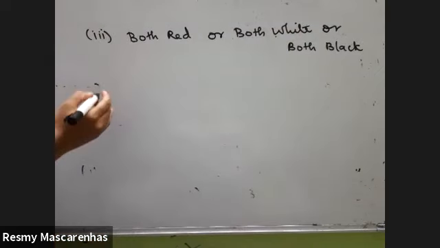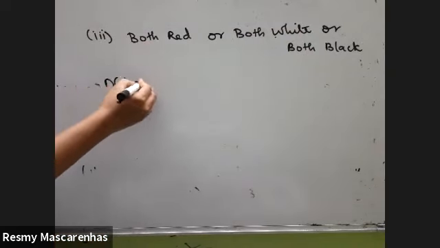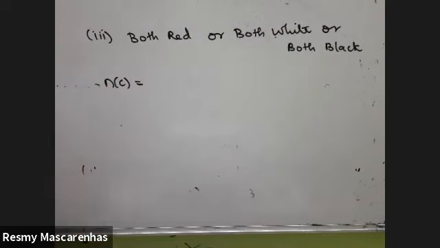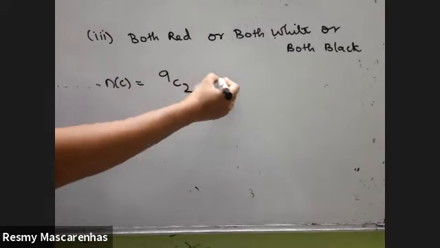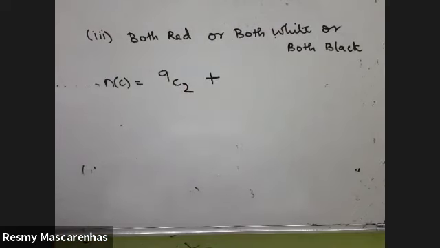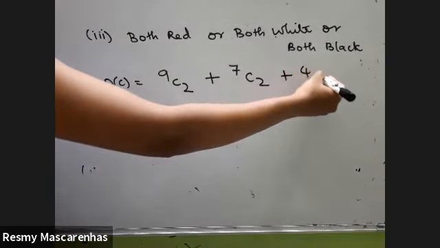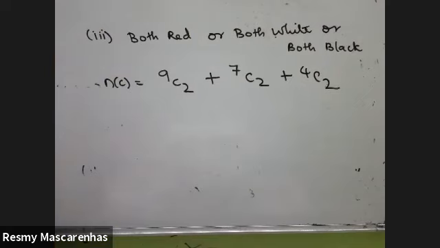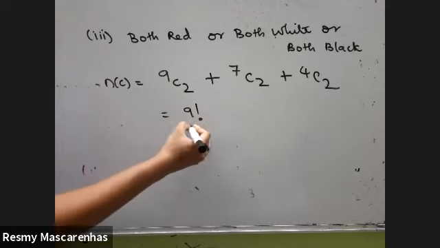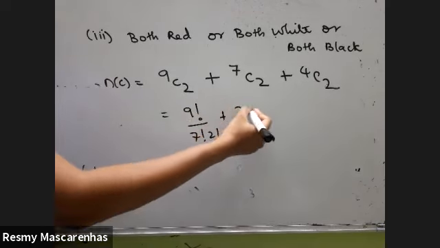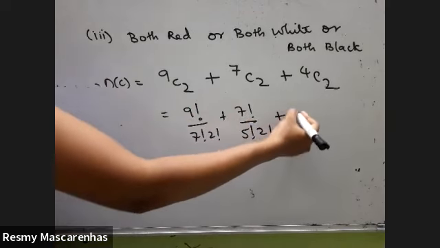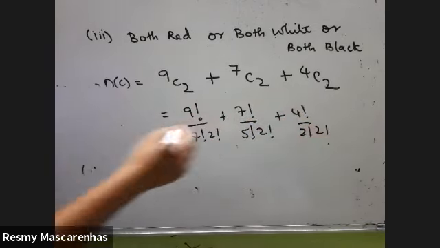So if you are picking both red, how many options available? 9C2, or both white means 7C2, or both black means 4C2. Here 'or' means plus. You can add the answers and then divide by the sample space. Calculate the value.